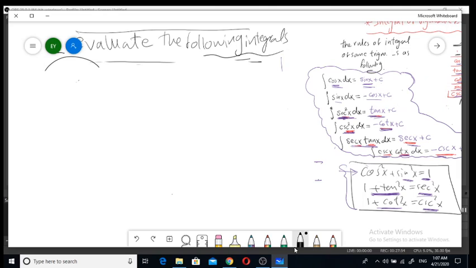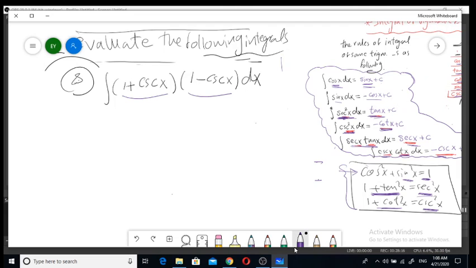The last problem that we have today, example 8. If we need to find the integration of (1 plus cosec x) times (1 minus cosec x) dx. So here we have a product of two functions, and as we have studied before, we don't have any product rule or quotient rule in the integration. So we are going to use some algebraic techniques.